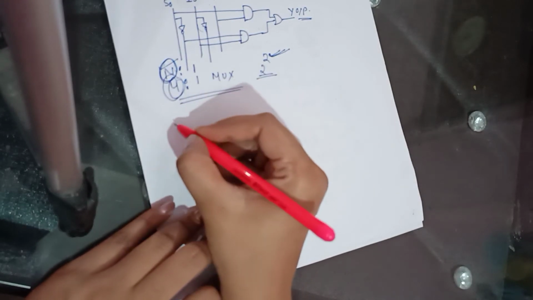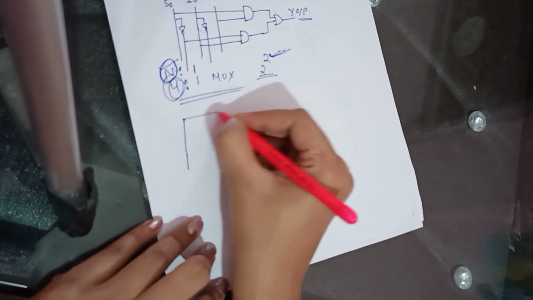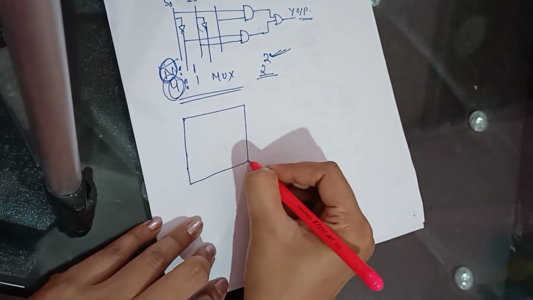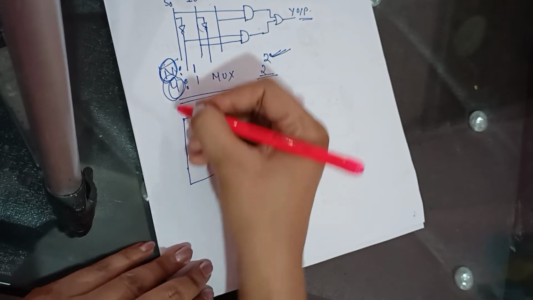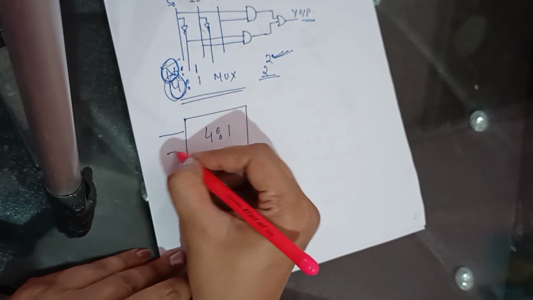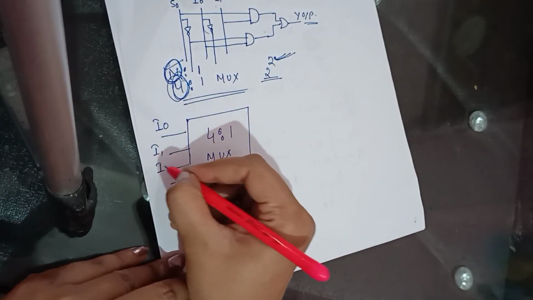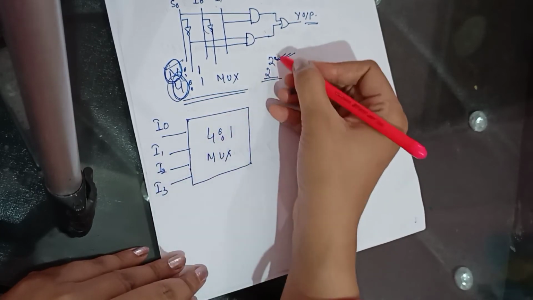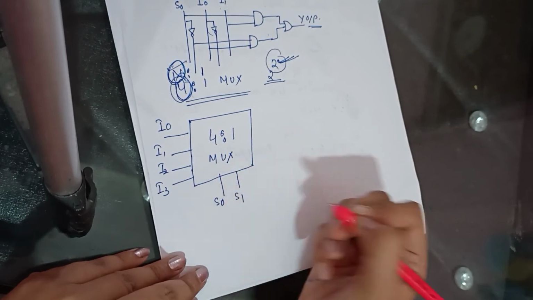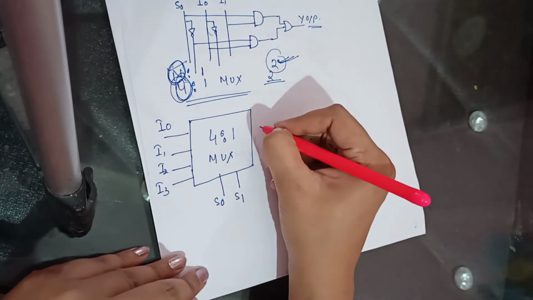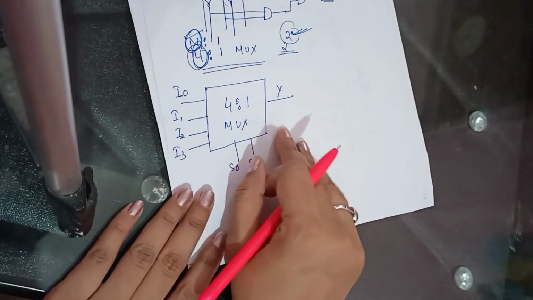Then what is your diagram? This is your 4:1 MUX, and 4 input lines, I0 to I3: I0, I1, I2, I3. How many select lines? 2 select lines, S0, S1. Then 1 output. Clear? This step is completed.